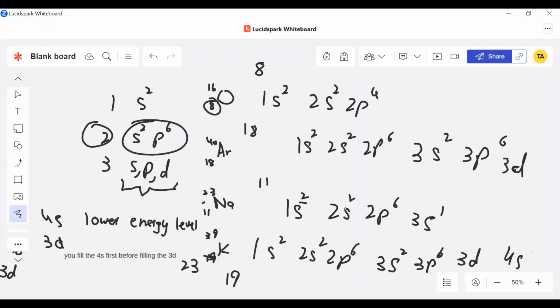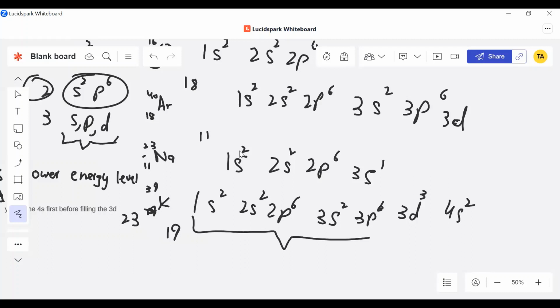So I fill the 4s first. I have 18. The 4s can hold a maximum of 2 electrons. So I write 4s2. That means I'm done with 20 electrons. I need 3 more. So I write 3d right here. So I write 3d3. That means 2, 10, I have 10, 18, 19, 20, 23. So this is the electronic configuration for an atom that has 23 electrons. Remember, 4s is filled first, then I'll fill the 3d.